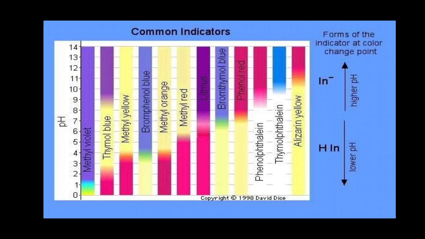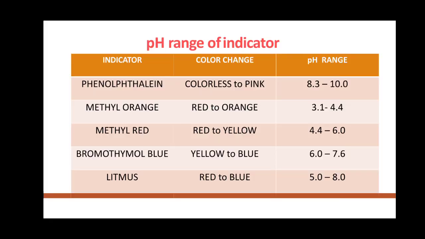Here are the common indicators used: methyl violet, thymol blue, methyl yellow, bromophenol blue, methyl orange, methyl red, litmus, bromothymol blue, phenol red, phenolphthalein, and alizarin yellow. Here are the forms of the indicator at the color change point. So broadly we can see the pH range for the individual indicators. Phenolphthalein acts as colorless to pink for the solution.